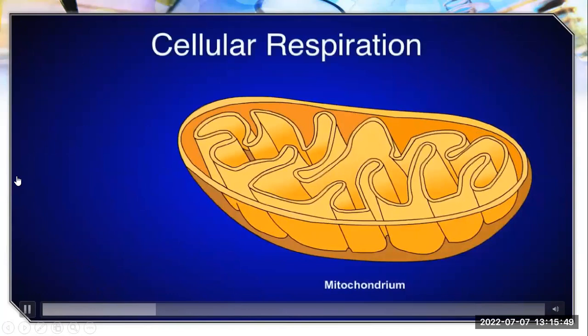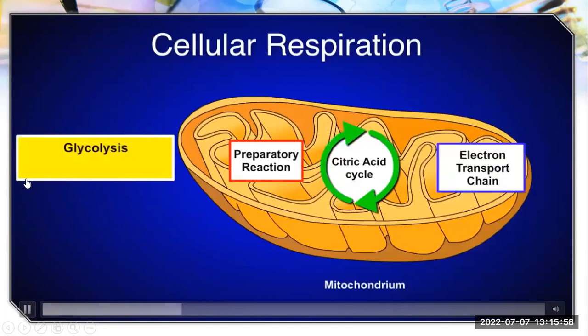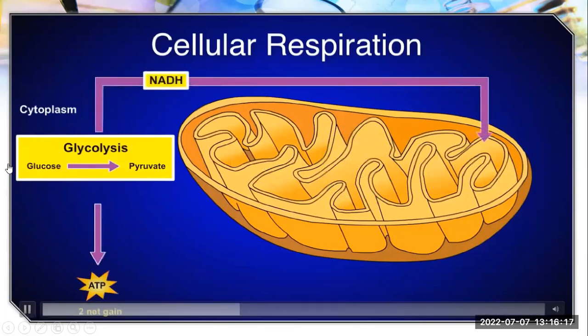Cellular respiration consists of 4 primary stages. These are glycolysis, the preparatory reaction, the citric acid cycle, and the electron transport chain. First stage, glycolysis, occurs in the cytoplasm outside of the mitochondria. During glycolysis, enzymes break down glucose to 2 molecules of pyruvate. During this process, 2 ATP are produced, and NADH is released to be used in a later step of cellular respiration.